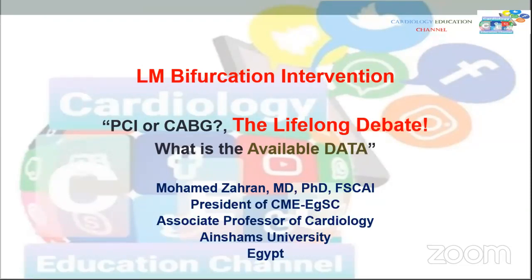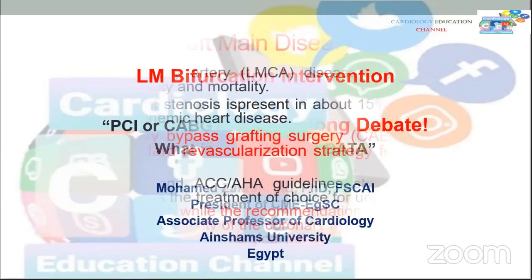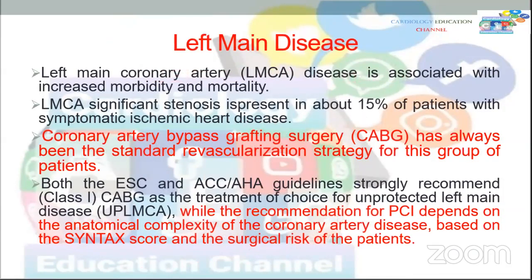This is the left main bifurcation intervention. Should we do a PCI or CABG? This is a lifelong debate, and we will learn from the available data that we are going to show you. The left main coronary artery disease is associated with increased morbidity and mortality. This is an unarguable fact, and significant left main stenosis upon coronary angiography is present in nearly 1 of every 6 patients with ischemic heart disease who undergo a coronary angiogram.